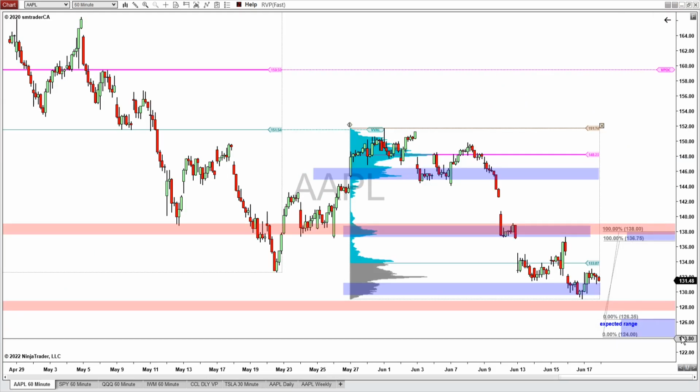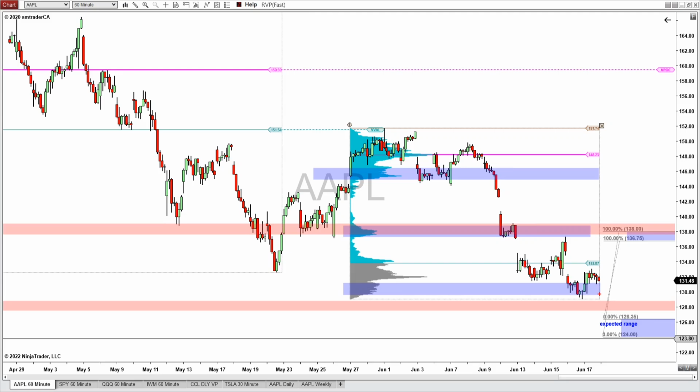Switching over to the 60-minute chart here, you can see I have calculated the lower range of the expected move, and that would be somewhere 124 to 126.35, and also the upper range of the expected move between 136.75 and 138. Now, I am expecting a bounce for Apple this week, so I'll be focusing more on a bounce than on a short, but I will present a short scenario and a couple of the long scenarios that I will be keeping an eye on.